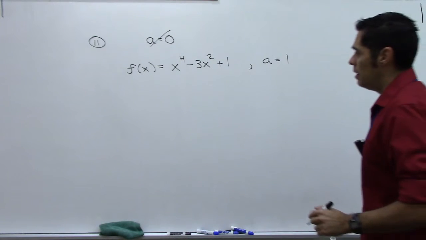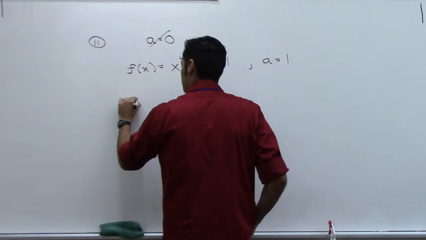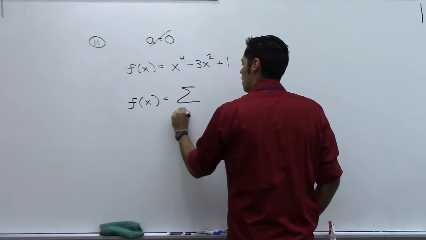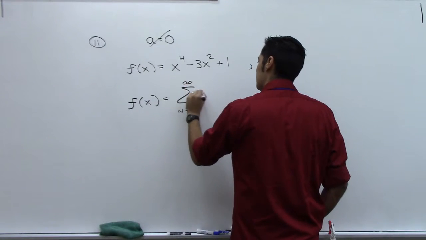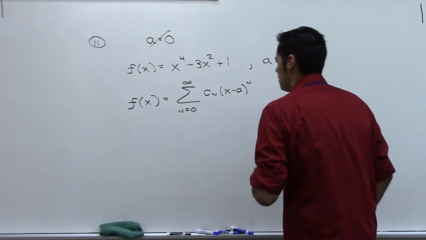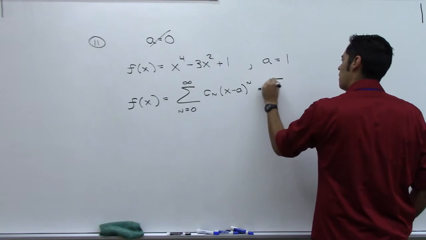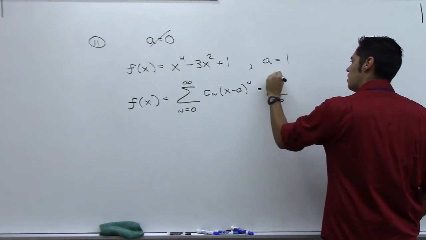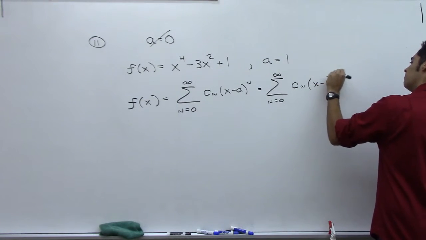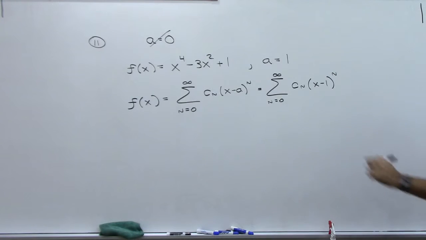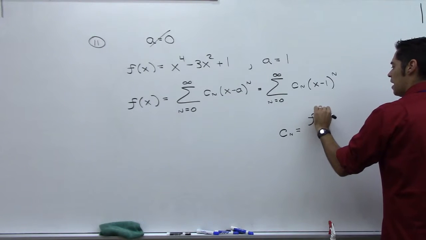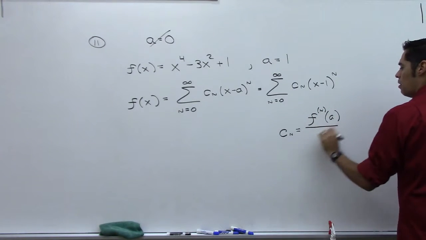Assuming that this has a power series expansion, we know we can rewrite it as a sum n equals 0 to infinity of c sub n times x minus a to the n. In this particular case, a is going to be 1. So it should be able to be written like this. But we've got to figure out what our c sub n's are. Our formula for c sub n is the nth derivative at a over n factorial.